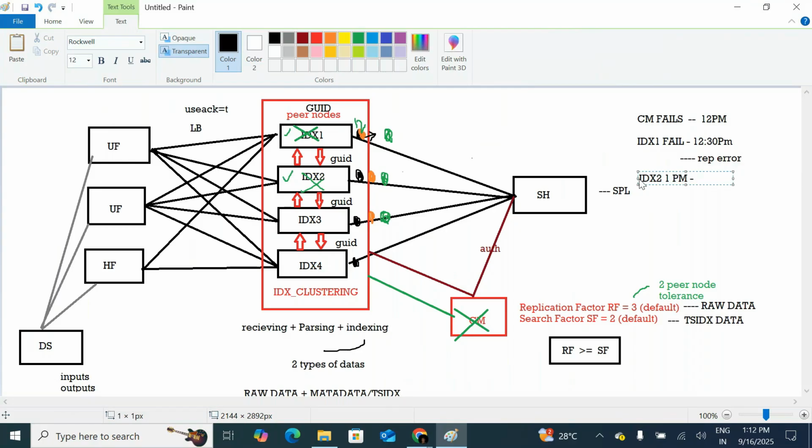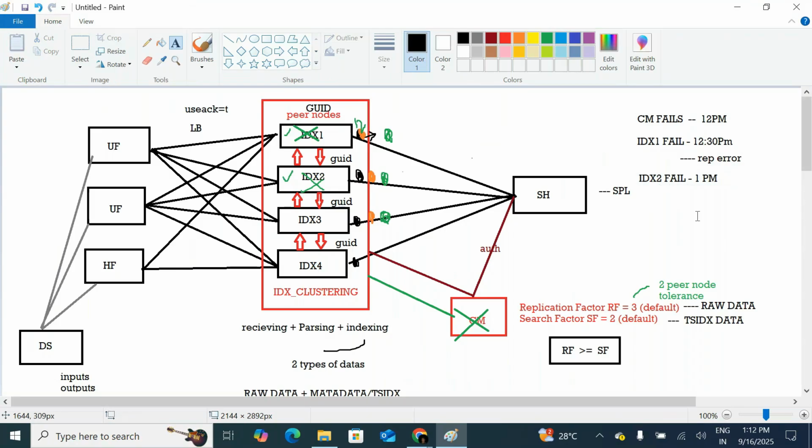IDX2 failed. IDX2 failed at 1 p.m., sir. Please tell me in that case. CM failed. At 12:30 IDX1 failed. Now IDX1 also still failed. But indexer 2 failed at 1 p.m. The replication error is there, continuously happening. Then what happens in that scenario?